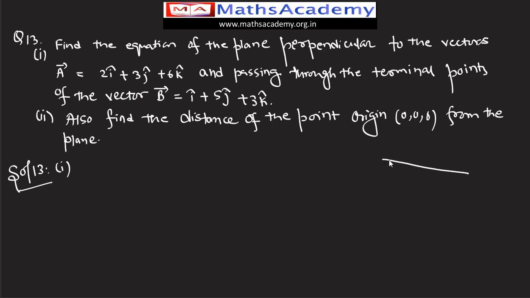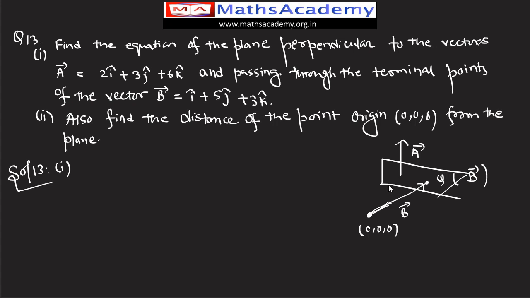So suppose this is the plane, and this plane is perpendicular to this vector A, and the plane is passing through the terminal point. Suppose this is the terminal point Q of the vector B, and B is starting from somewhere here. From here the b vector starts and ends here. Now I am taking the initial point as the origin. So this will be the position vector. So Q has the position vector b vector.